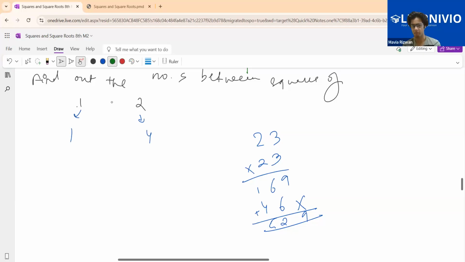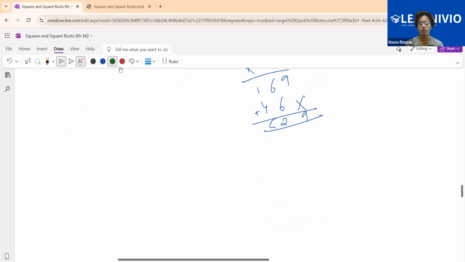Sir, two. 2. That is 2 and 3. Clear to you as well, Manisha? Yes, sir. Okay. But see, this was easy as I gave you small numbers. Suppose I ask you how many numbers are there between, let's say, 125 square and 126 square. What will you do in this case?